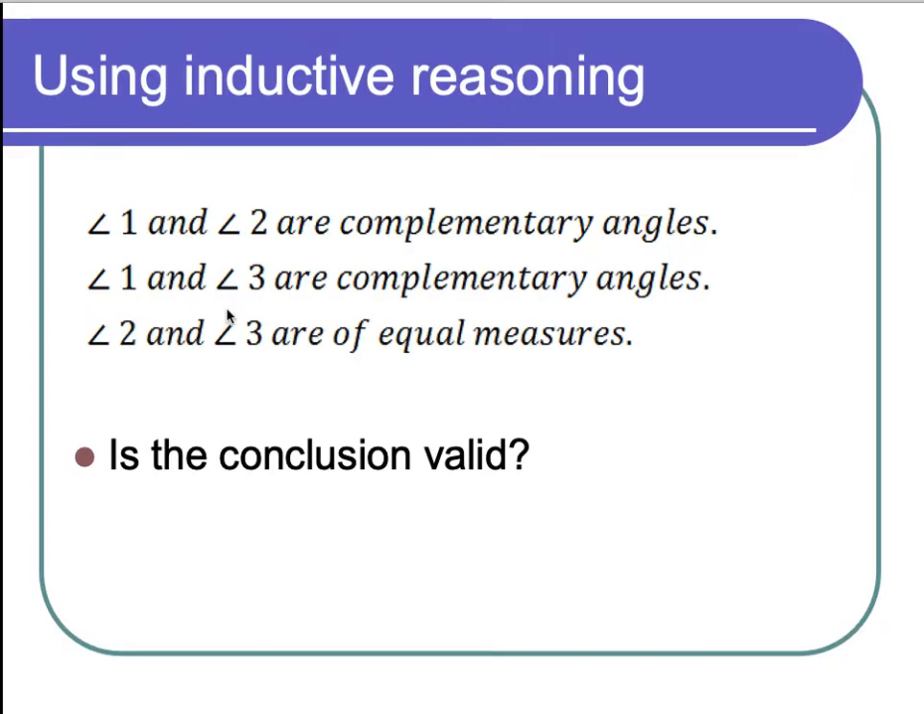Okay, the answer is yes, it is valid. We all know that complementary angles are two angles that add up to 90 degrees. Since angle 1 is obviously congruent to angle 1, the measurement of angle 2 will not change. The same with the measurement of angle 3, since angle 1 is congruent to angle 1. Therefore, I can say that angle 2 is congruent to angle 3. So they are equal in measure.